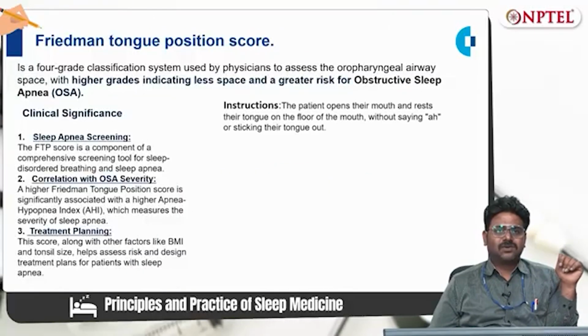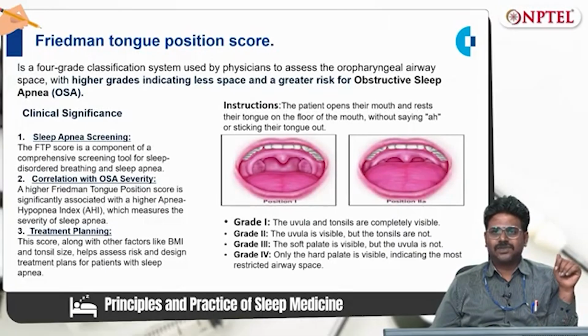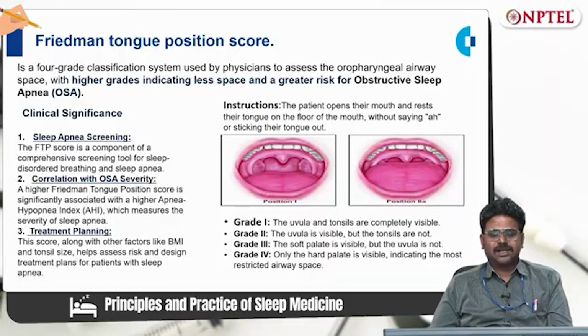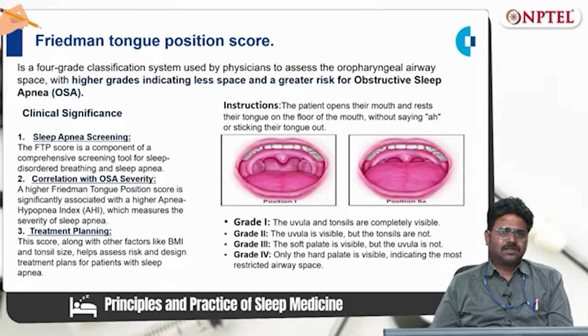The Friedman tongue position score is a 4-grade classification system used by physicians to assess the oropharyngeal airway space, with higher grades indicating less space and a greater risk for obstructive sleep apnea. Then clinical significance includes sleep apnea screening. The FTP score is a component of a comprehensive screening tool for sleep disordered breathing and sleep apnea.